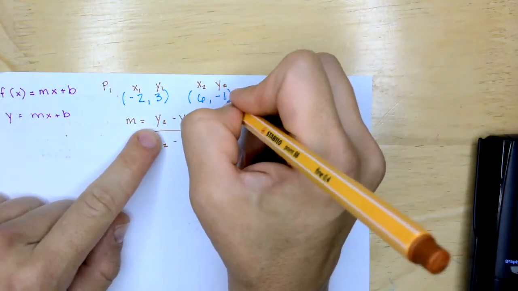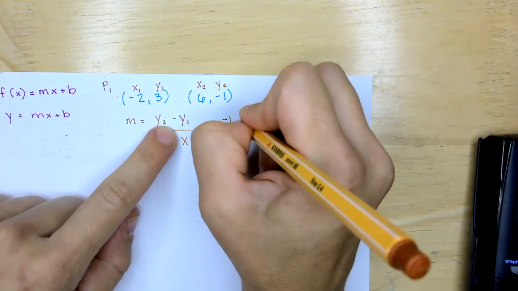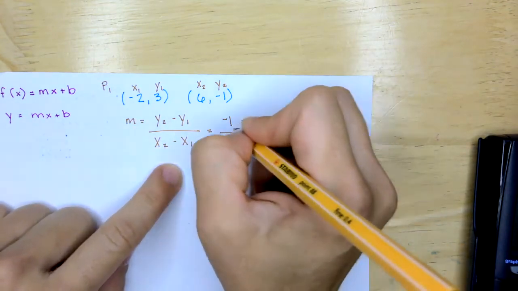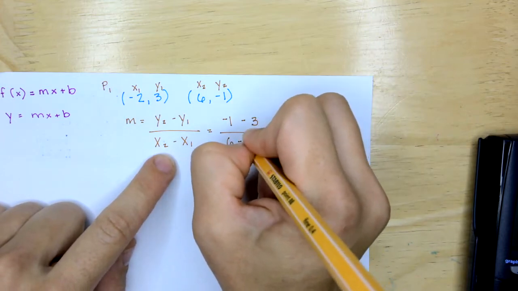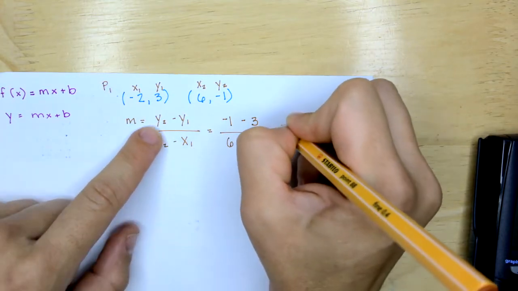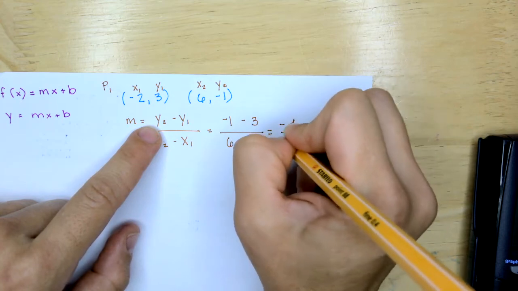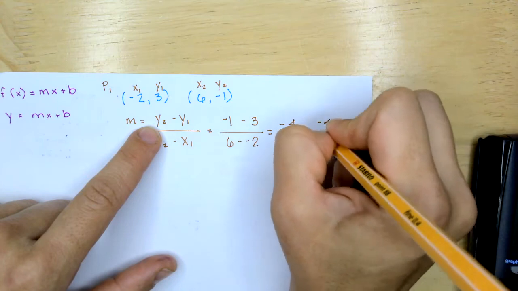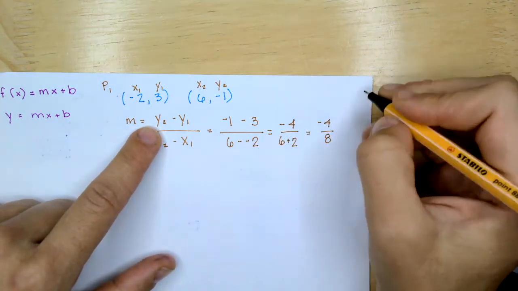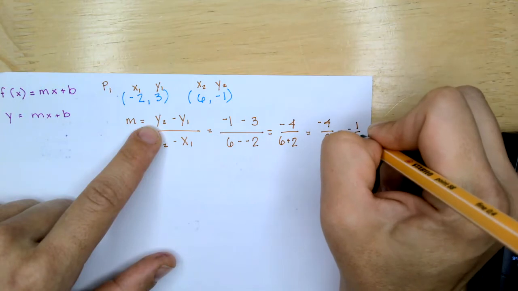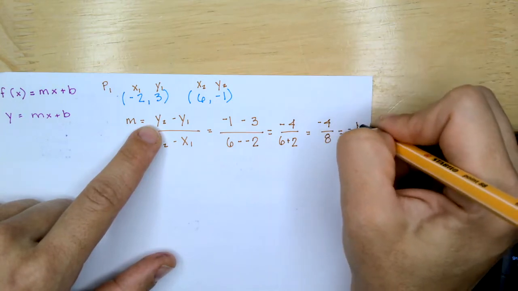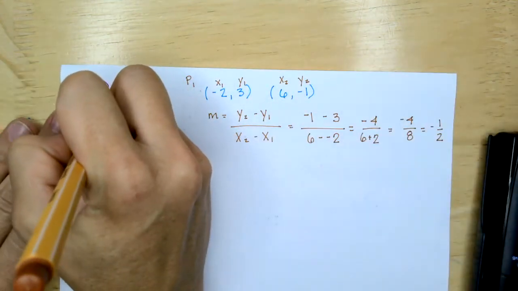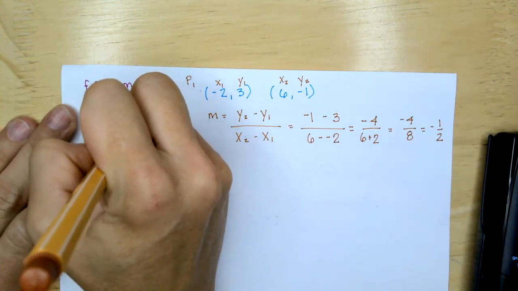y2 is -1, y1 is 3. So I have -1 minus 3 over 6 minus -2. So it's a double negative. So it's -4 over 6 plus 2, which is -4 over 8, right? -4 over 8 is actually -1/2 because I can divide 4 by 4 and I get 1. I can divide 8 by 4 and I get 2. -1/2 is my slope. M is -1/2.